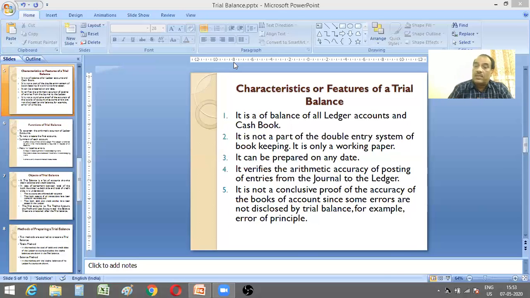because some errors are not disclosed by the trial balance. For example, error of principle. If we have failed to identify the correct account, if we have failed to identify the nature of the correct account, we have not followed the right principle, because of which there may be some error. That kind of error cannot be reflected or identified by the trial balance.